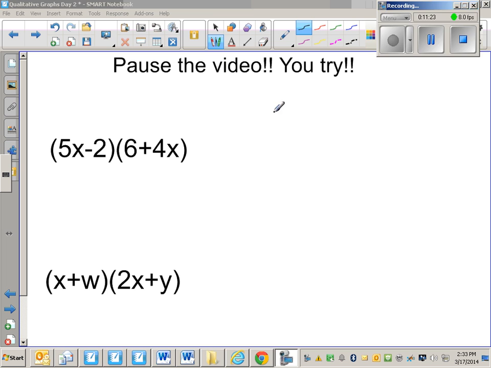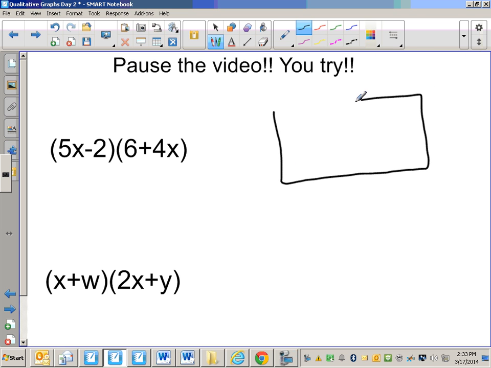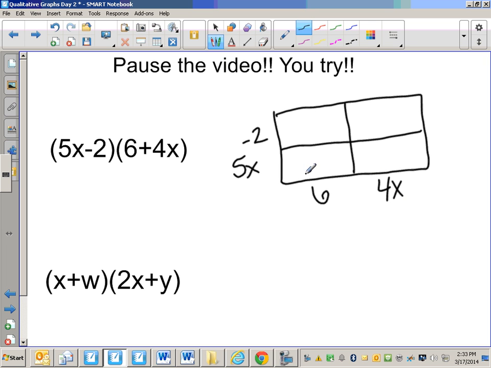So to check your answers, to draw the area model, we have a binomial times a binomial. So I'm going to have 2 sections on each dimension. So I'd have 5x and negative 2 and 6 and 4x. The area of this box, 5x times 6, is 30x. The area of this box right here is negative 2 times 6, which is negative 12. The area of this box right here is 4x times 5x, which is 20x squared. And the area of this box right here would be 4x times negative 2, which is negative x.